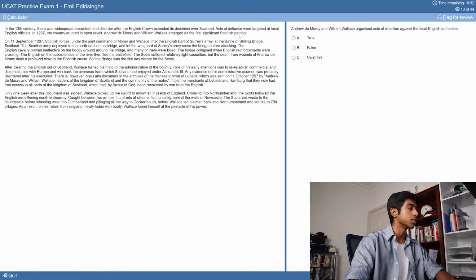Emerged its first significant Scottish patriots. Okay. So there's nothing about them organising these against the local authorities, but I might come back to this after. Scottish army attacked the English as they were crossing the bridge. Okay. At the Battle of Stirling Bridge, northeast. Let them cross the bridge before attacking. So that would be false.